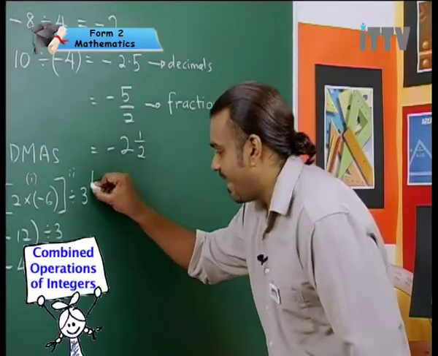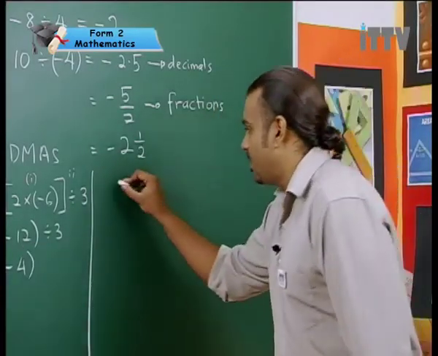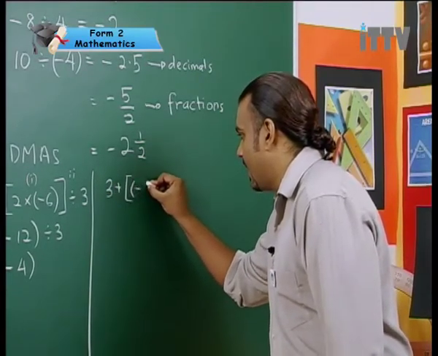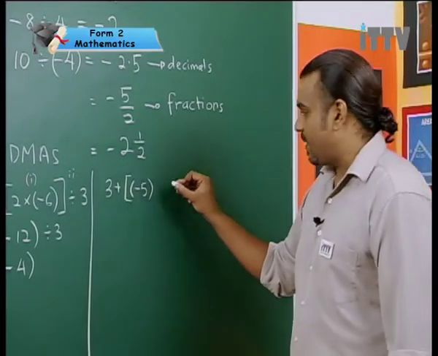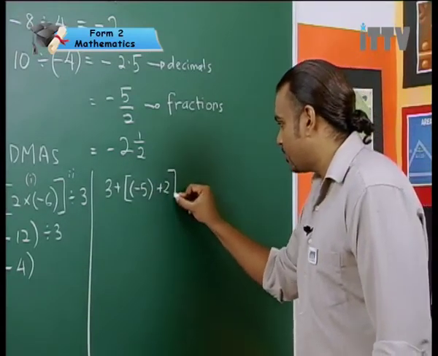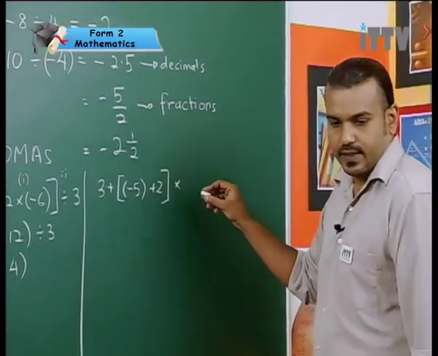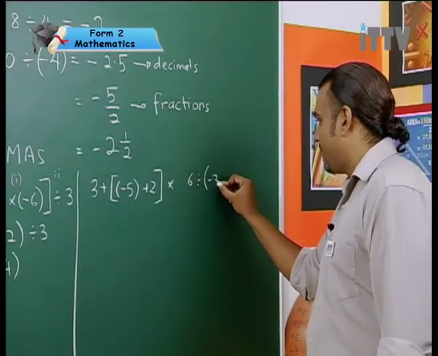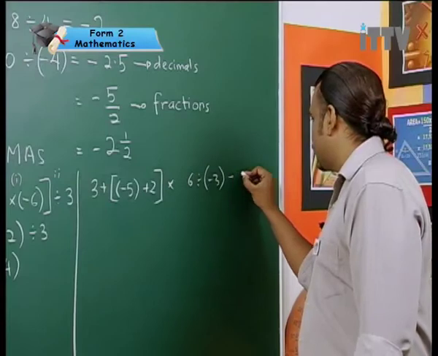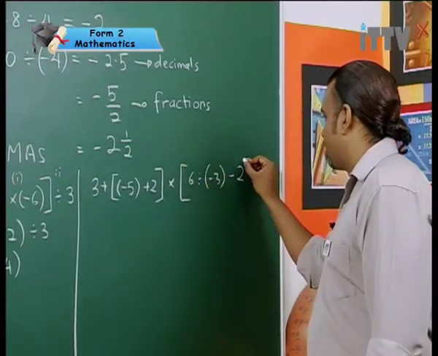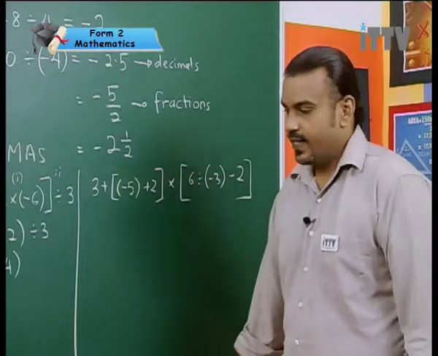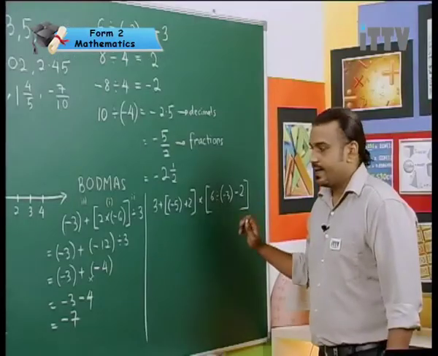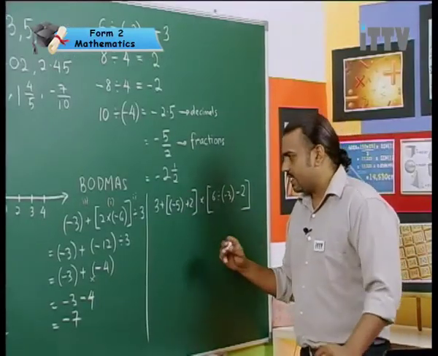Okay then students, another example coming up now. In this example, 3 plus, box bracket, -5 plus 2, close bracket, times 6 divide by, -3 minus 2, this also in box bracket. Okay students, now this, as you can see, is a bigger problem for us. Alright, now let's try to find a solution together step by step.